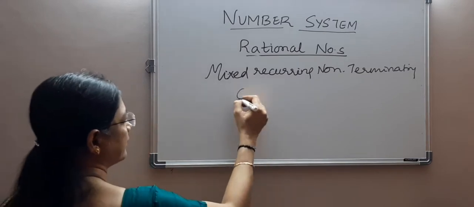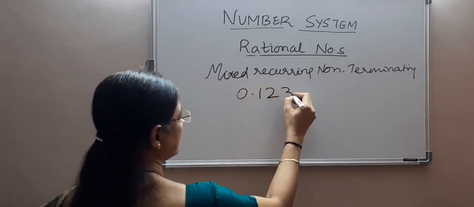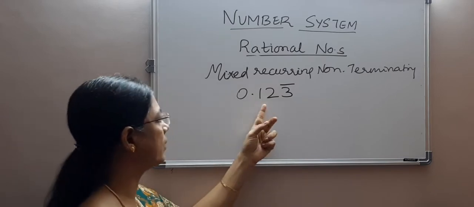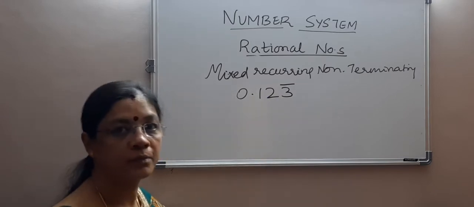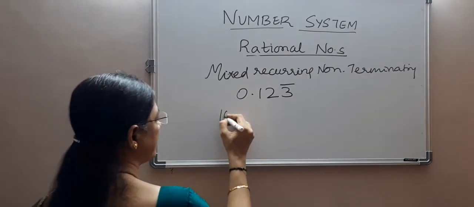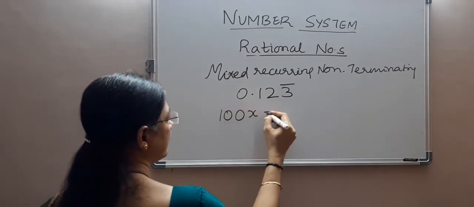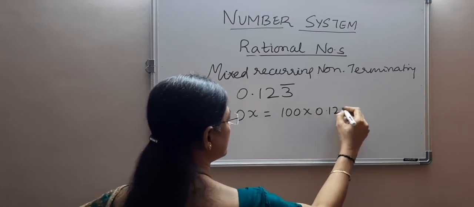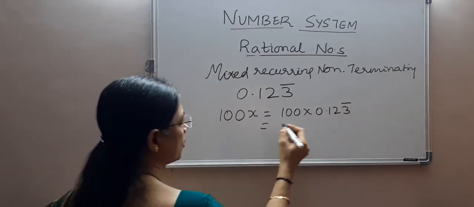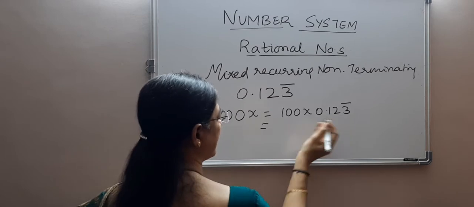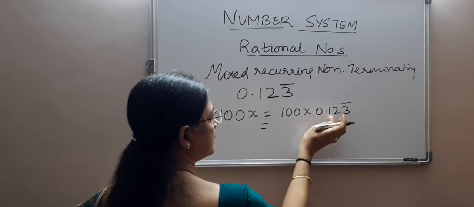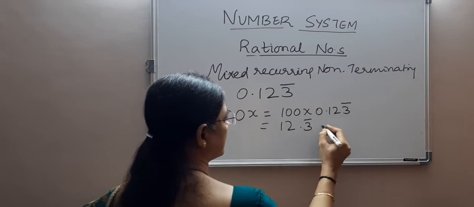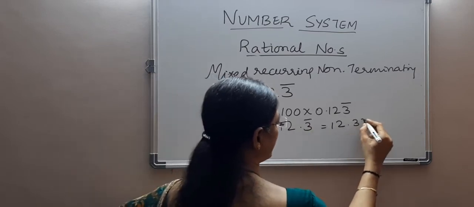Now we see another example. 0.123 bar. Okay, now if you observe here, you have two numbers after the decimal places. So you need to multiply this with 100. So 100x is equal to 100 into 0.123 bar. I am doing this for separating the non-repeating numbers. So 12.3 bar, that is 12.333.